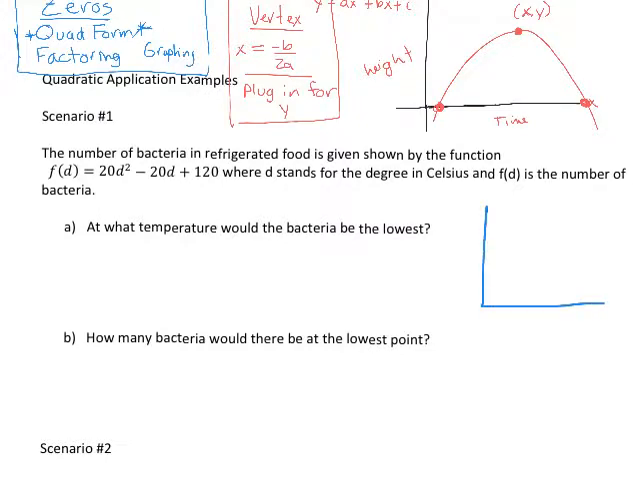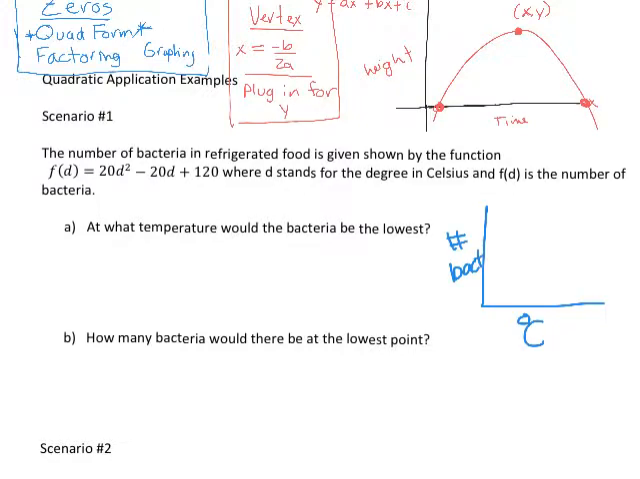It tells us that d, which is kind of like my x value, is the degree. So this is degree Celsius. And then it tells me my output, my y value, is the number of bacteria. Okay, so let's read our first problem.